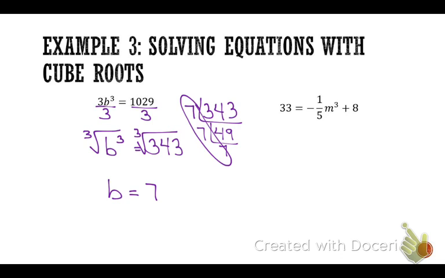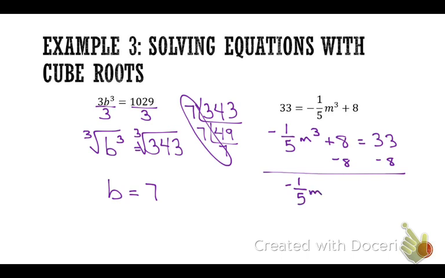Okay, so now look at the last one. What's different about the last equation? It's in a different form. It's kind of flipped, isn't it? Like the m comes second. Guys, you can rewrite this as long as you keep all the signs the same and you keep them on the same side. You could say negative 1/5 m to the third plus 8 equals 33. So subtract 8 from both sides first. I have negative 1/5 m to the third equals 25.